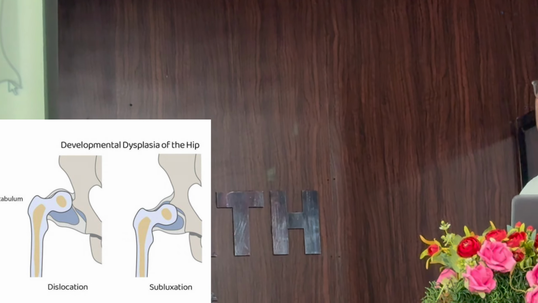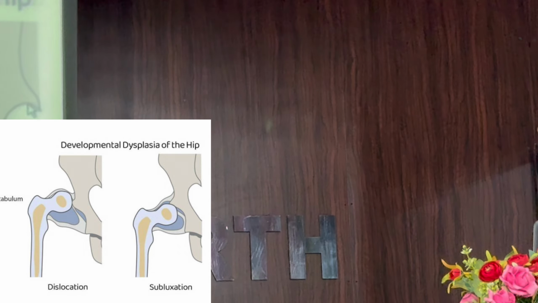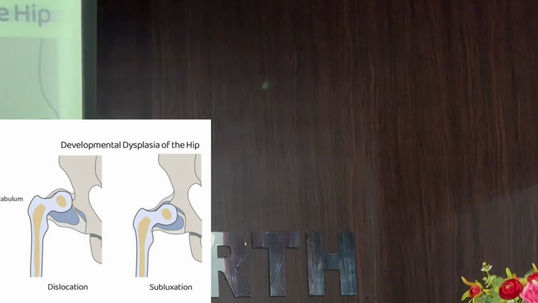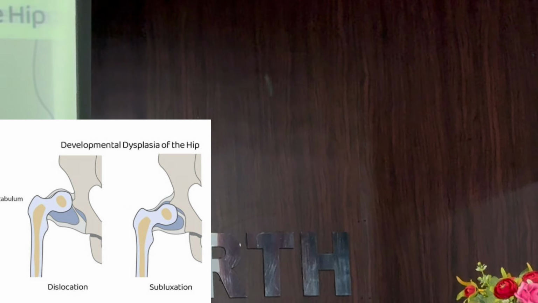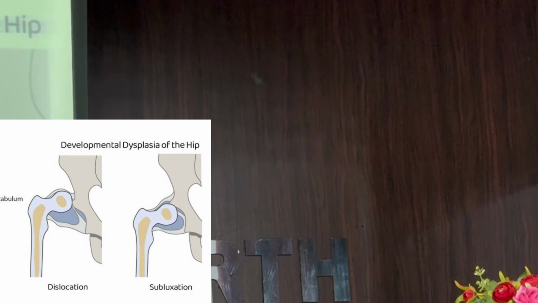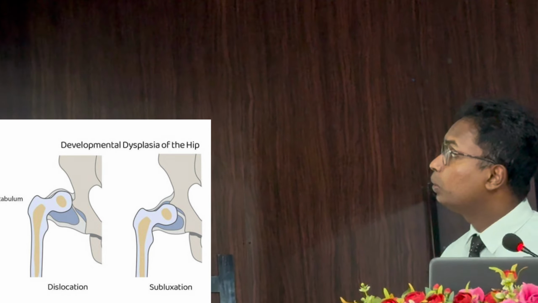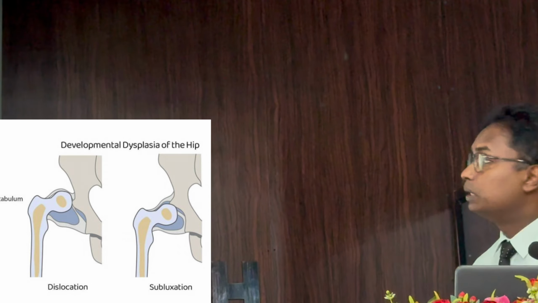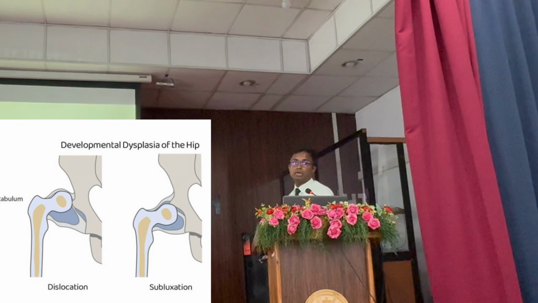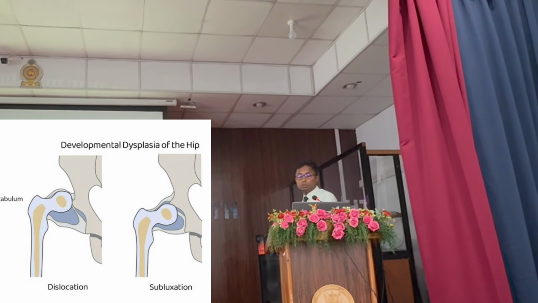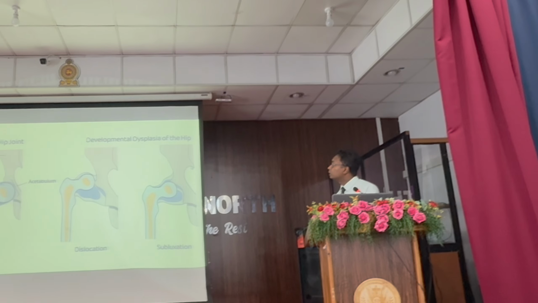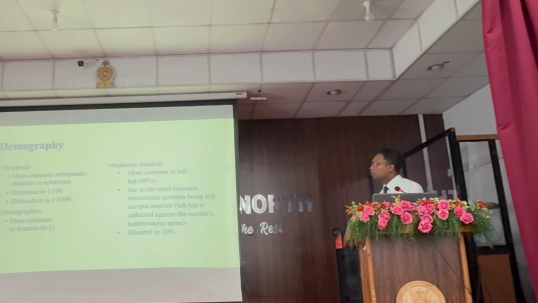The capsule will be stretched, and if there is space, then the tissue will grow in and prevent further relocation, and finally it dislocates, and it will not allow the acetabulum to grow. So that will be a permanent dysplastic hip in their adulthood. So that's why we are talking about this developmental dysplasia.